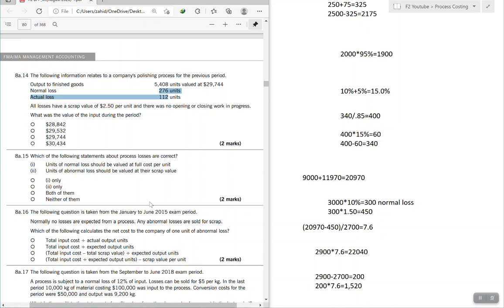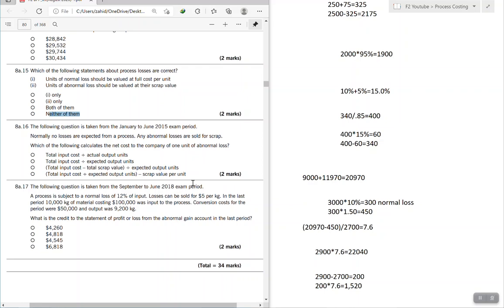Which of the following statements about process losses are correct? Units of normal loss should be valued at full cost. Units of abnormal loss should be valued at scrap value. It is actually vice versa. So both of them are wrong. Neither of them is correct.